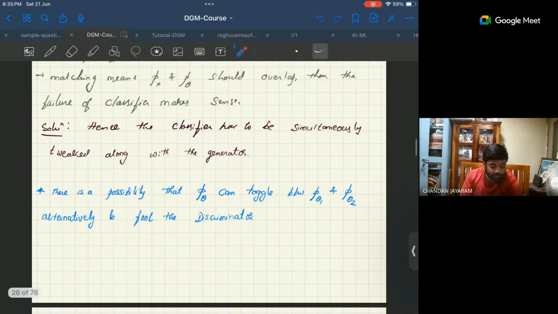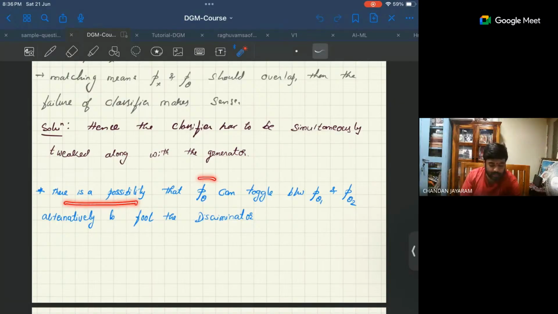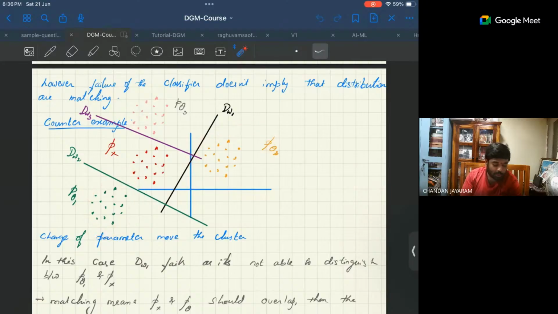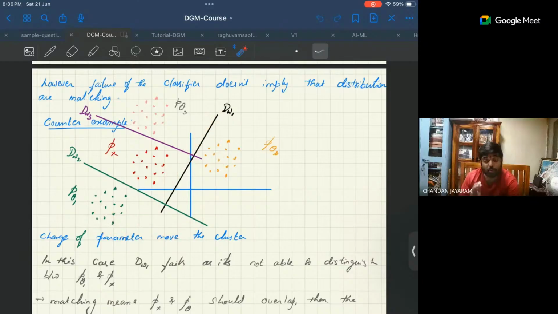Now these are some of the problems that are there. As you can see here, there is a possibility that p theta can toggle between p theta 1 and p theta 2 alternately. What you will do now is, if you get here, I'll move here. If you get here, I'll move here. This is an issue.